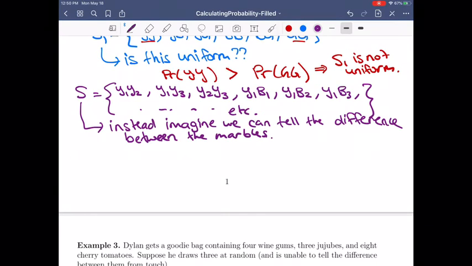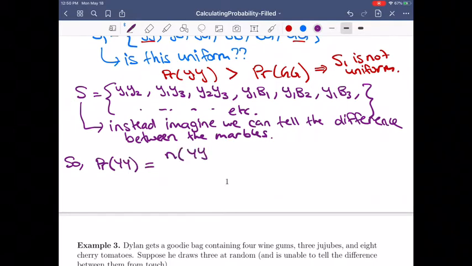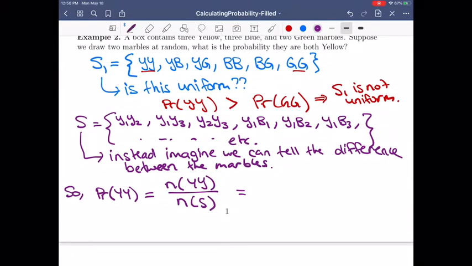So the probability, and again I'm going to call it yellow, yellow, is going to be the number of ways we can get yellow, yellow over the number that are in the sample space. So here we have to count. Now I wrote out all the ways to get yellow, yellow, so maybe I should highlight that in yellow. Those are the ways we can get yellow, yellow. So that's actually that number.